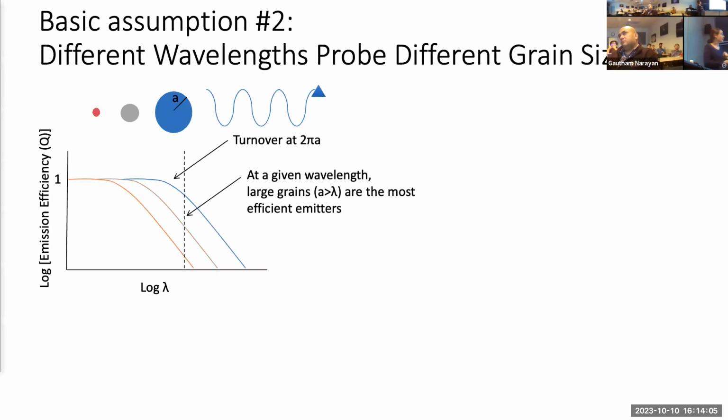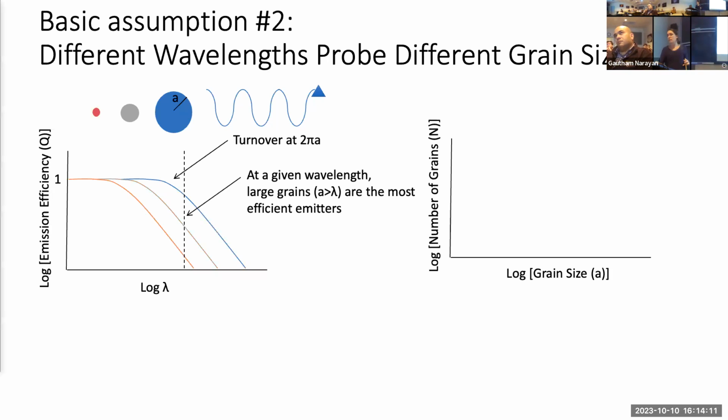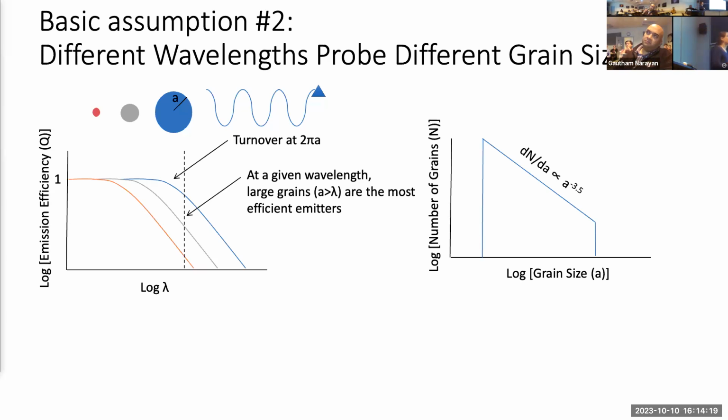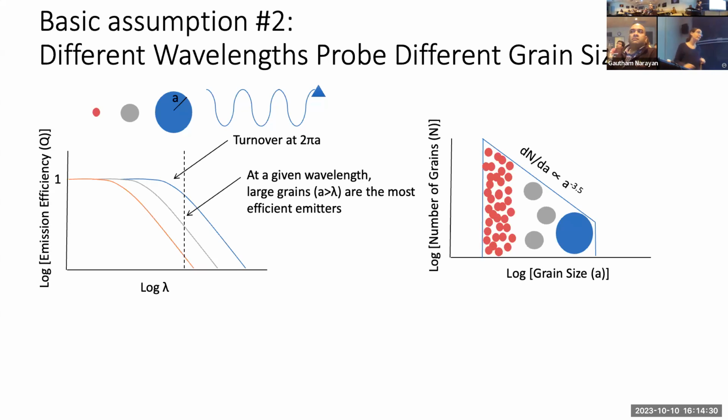So at a given wavelength, the large grains are going to be the most efficient emitters, right? Then you also have to think about the number of grains. This is one of those power laws we just talked about: the number of grains as a function of grain size. The standard collisional cascade gives a power law with index a to the minus 2.5. That just means there are a lot of little grains and not very many big grains. It's a steep size distribution.